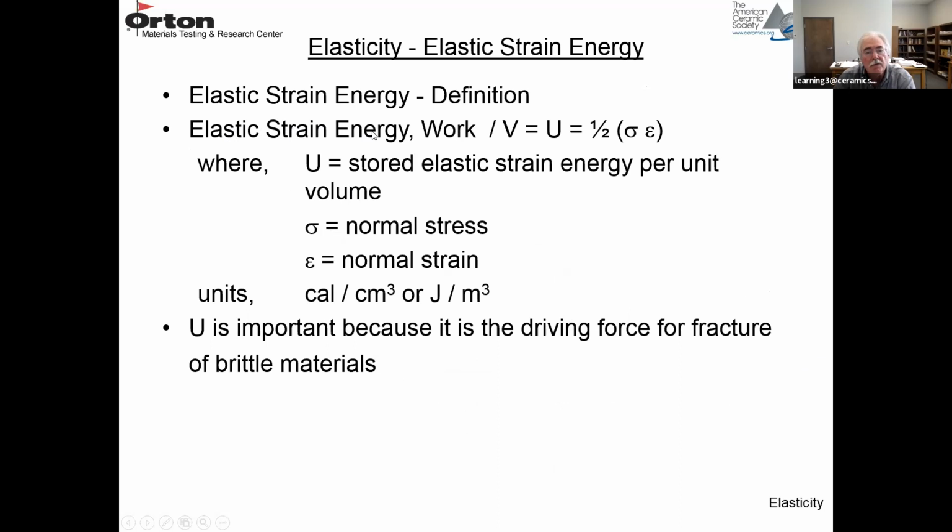So the elastic strain energy, you usually take the work divided by the volume, so you have this quantity U. U is the stored elastic strain energy per unit volume. It simply equals 1/2 times the stress times the strain. And in this case, we have normal stresses and normal strains. The units for the stored elastic strain energy are calories per cubic centimeter or joules per cubic meter.